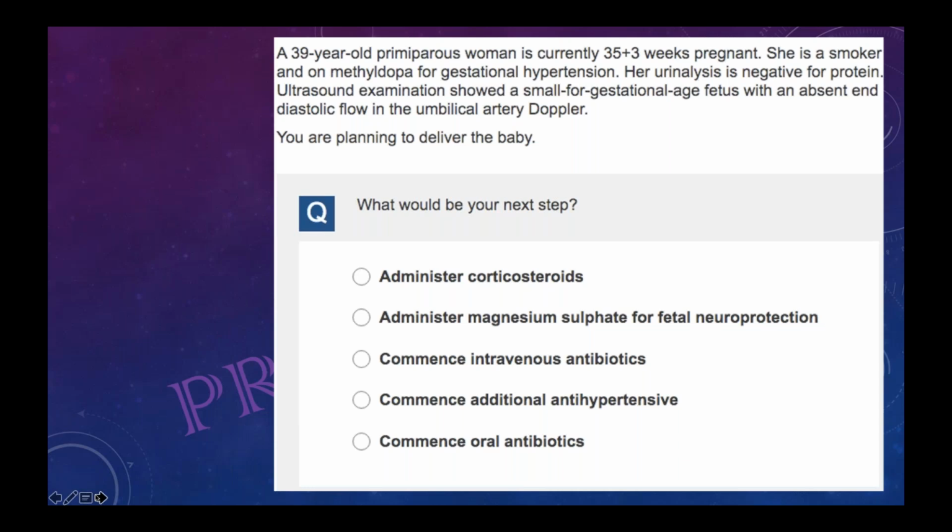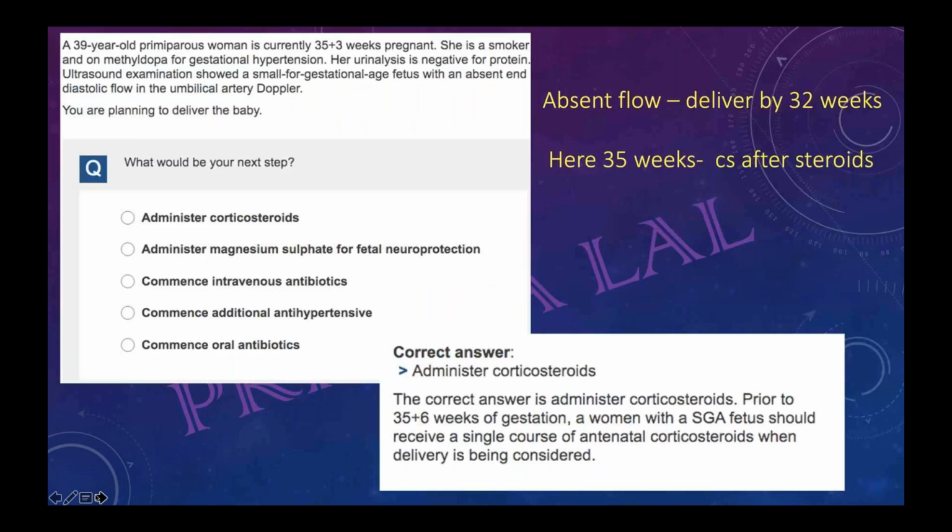Administer corticosteroids. A, ma'am. Yes. Why? Because, explanation, absent flow is already there. If the flow is absent, we have to take out the baby by 32 weeks. Here it is already 32 weeks, so take out the baby: steroid and cesarean section.